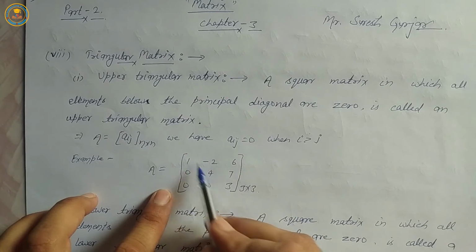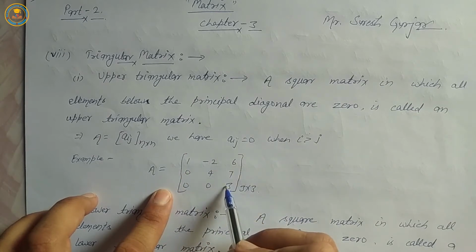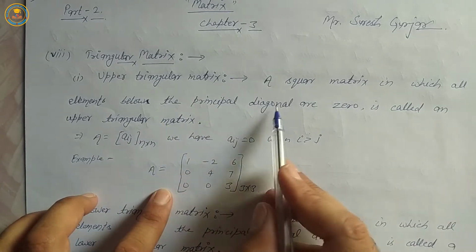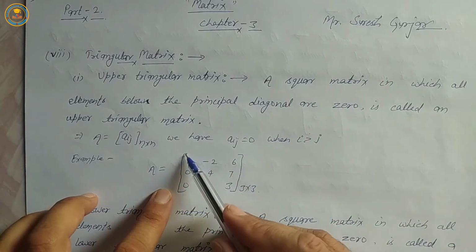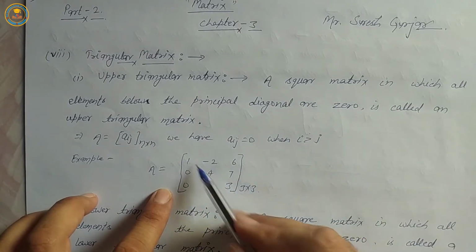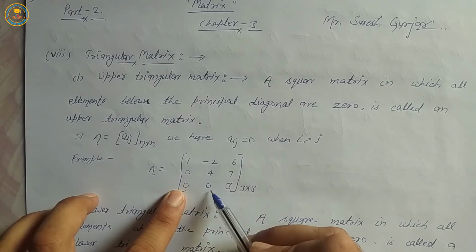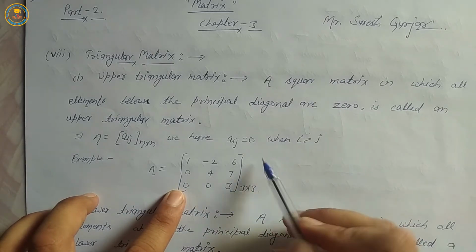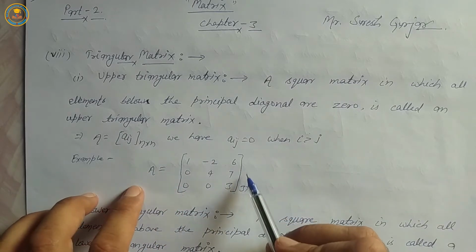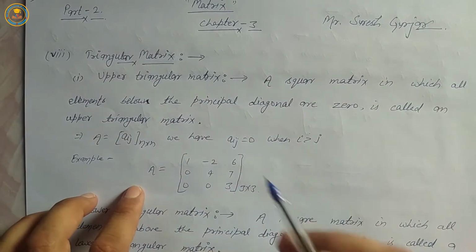The principal diagonal is 1, 4, 3. Below the principal diagonal the elements are 0, 0, 0. It means matrix A is an upper triangular matrix.